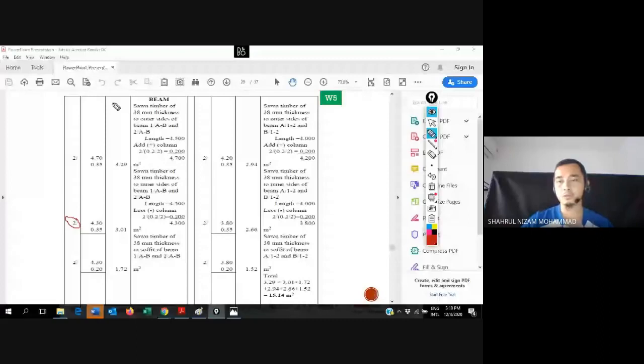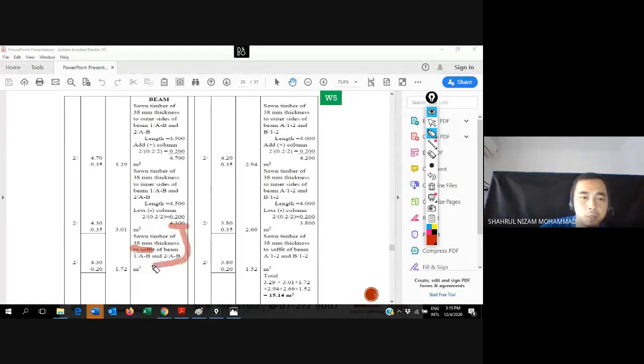And the last one is for the soffit. For soffit, basically the length is the same. You can take from your inner calculation. You just put at this dimension. The timesing is 2. And then for the other dimension, you need to take the breadth.